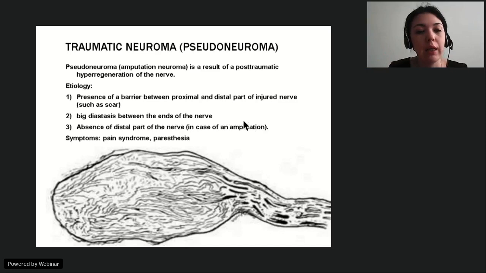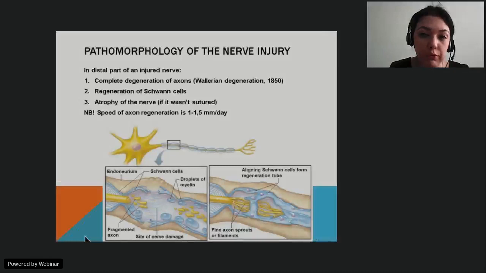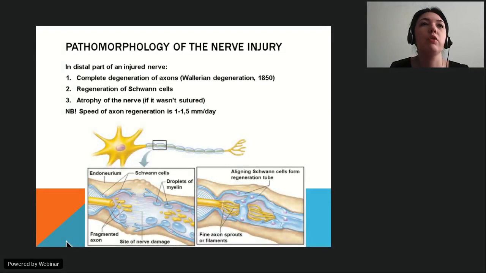And symptoms of the neuroma are pain syndrome and paresthesia. So before suturing of the nerve, in case of formation of a neuroma, certainly it should be removed first. What happens in the proximal end of the nerve is that everything is finally restored, yes?